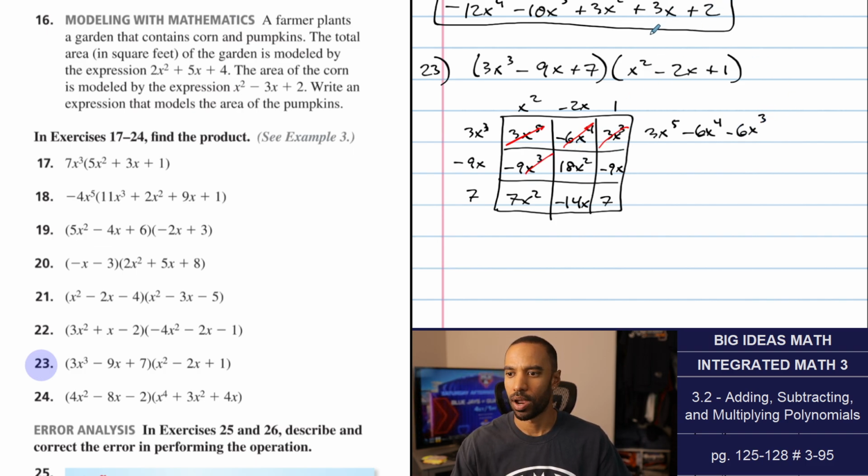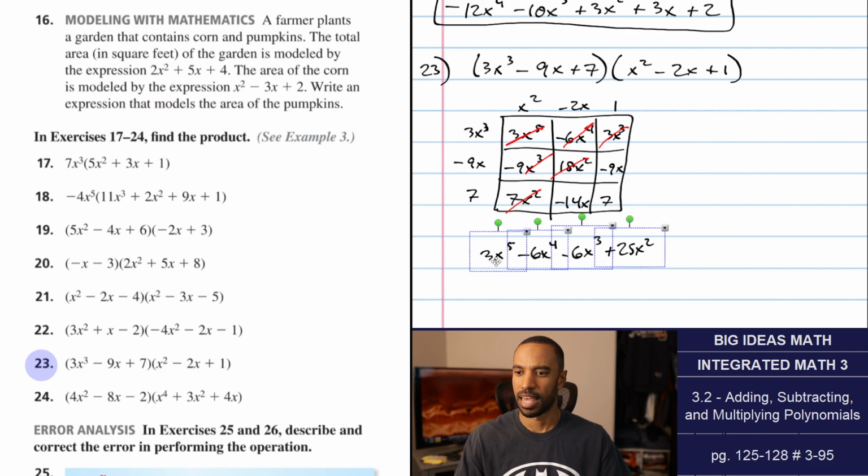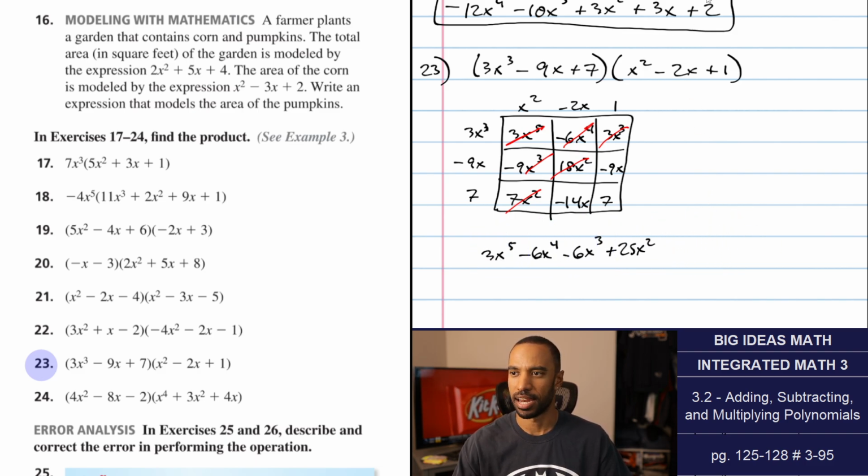And then 18x squared plus 7x squared. Kind of running out of room even still here. Let's bring it down. And then negative 14x minus 9x. And then 7.